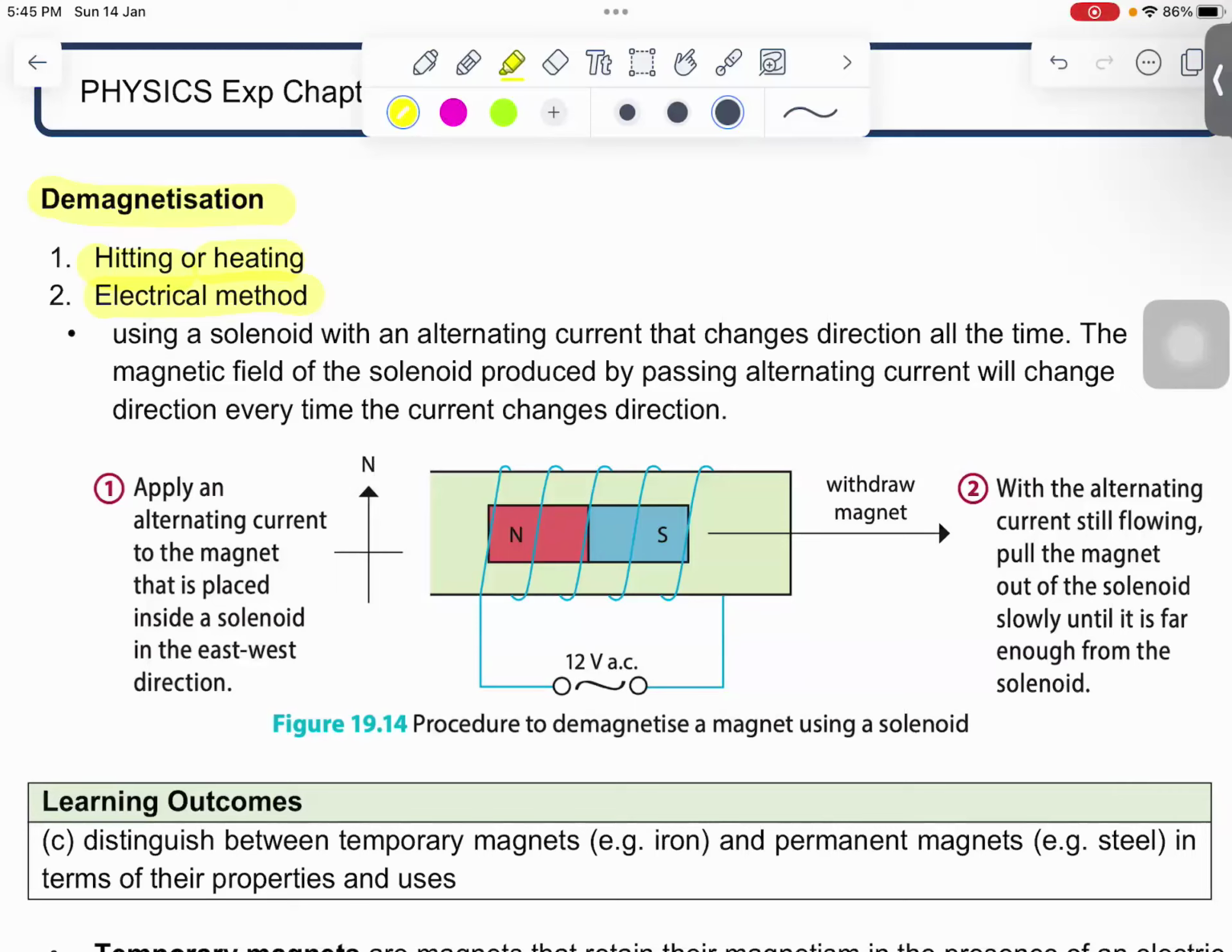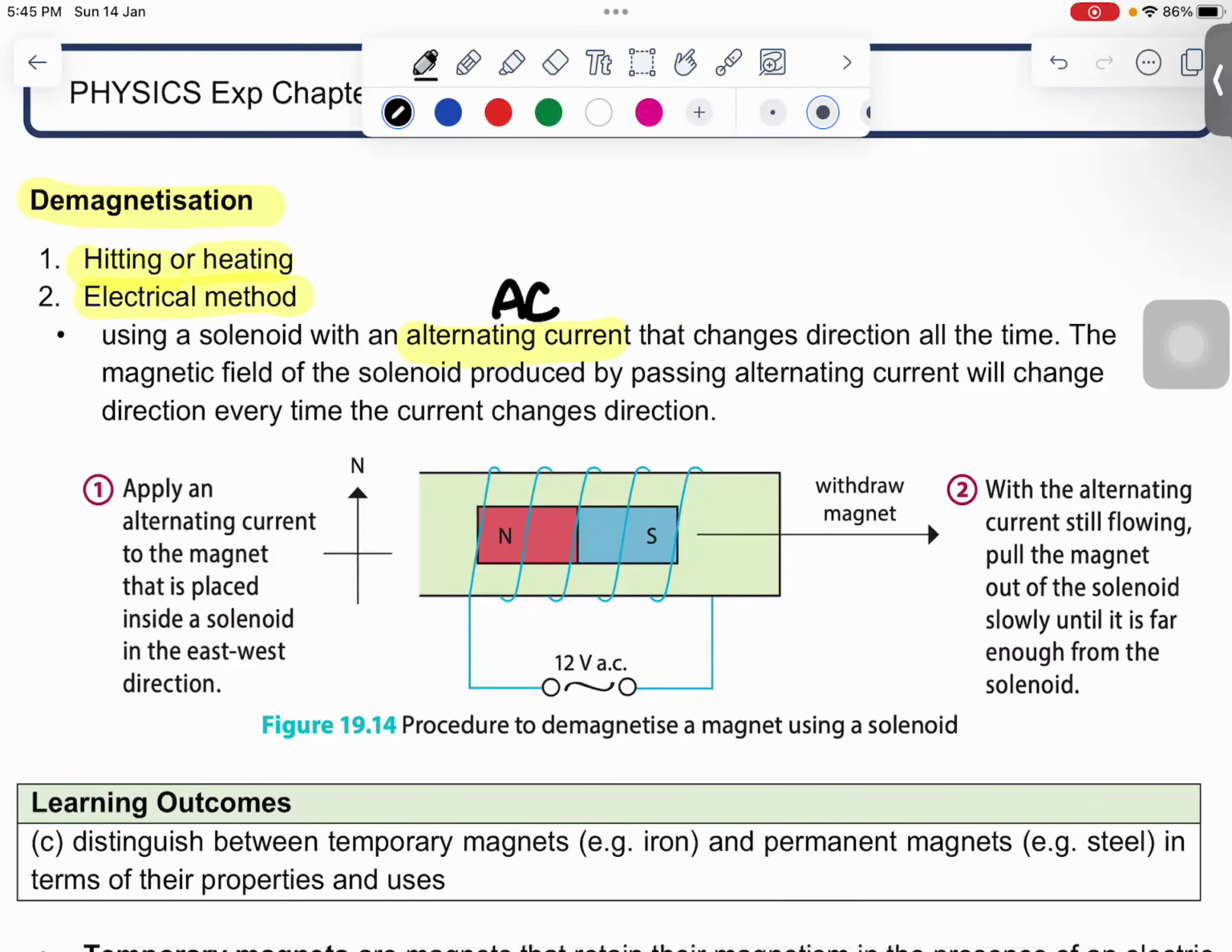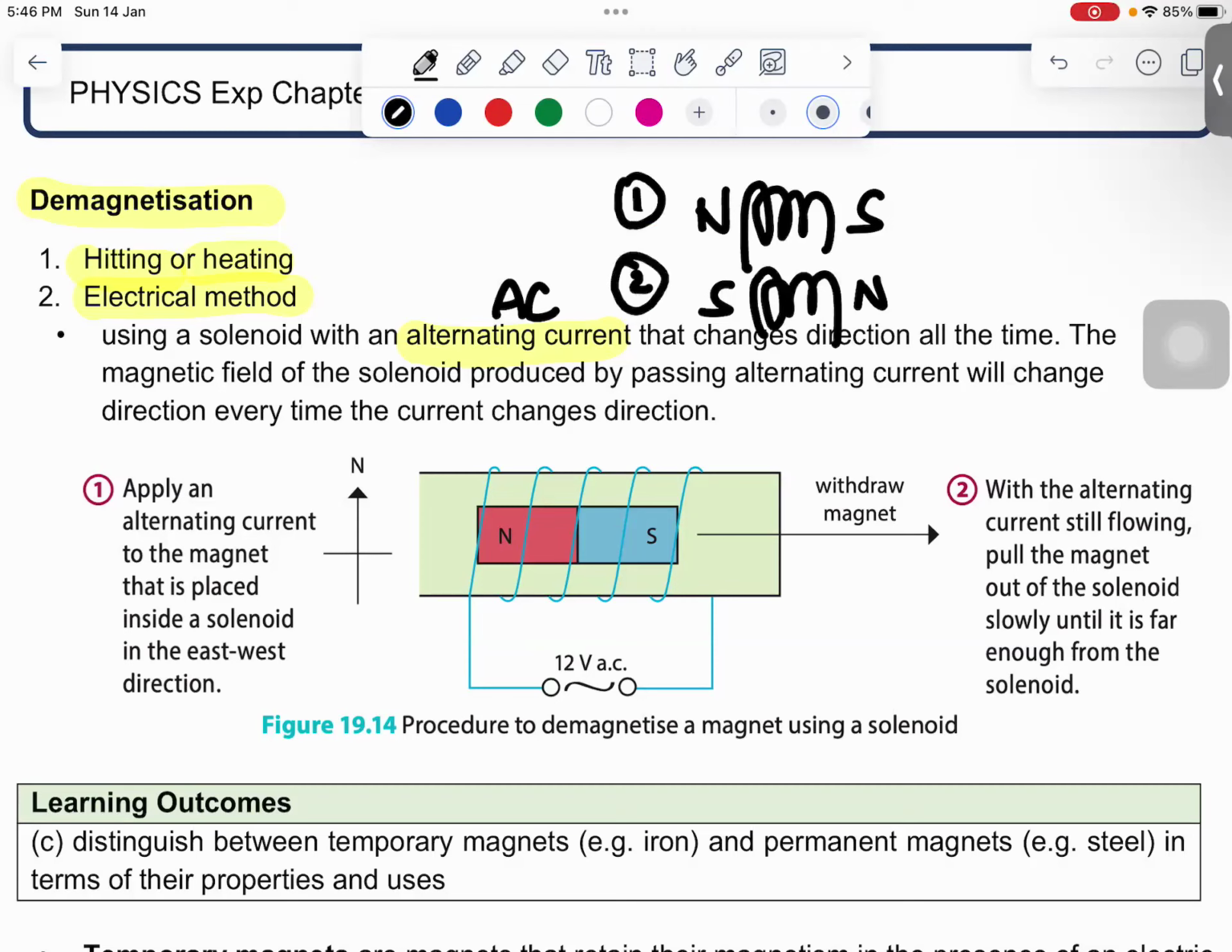If you reverse the direction, using an alternating current, AC current, you can actually mess up the electron spin in the magnet. Because the current changes direction each time, you are forcing it to become north-south, north-south-north all the time. So using the coil, if you keep reversing it between state 1 and state 2, it messes up the electron spin. As a result, the magnet loses its efficiency.